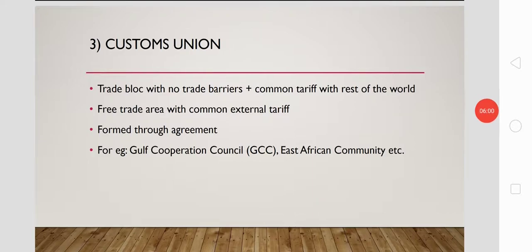Third one, and a more advanced form of economic integration, is customs union. Customs union is a trading bloc formed by nations, with no trade barriers inside the bloc, plus a common tariff policy with the rest of the world. They have a common trade policy with the rest of the world. In fact, a customs union is a free trade area with a common external tariff. This could be formed through agreement, just like any other form of economic integration. The European Union could be a customs union. It is in fact something more than that. It is in fact an economic union as well.